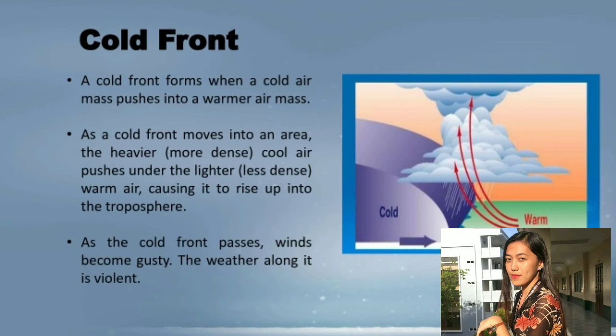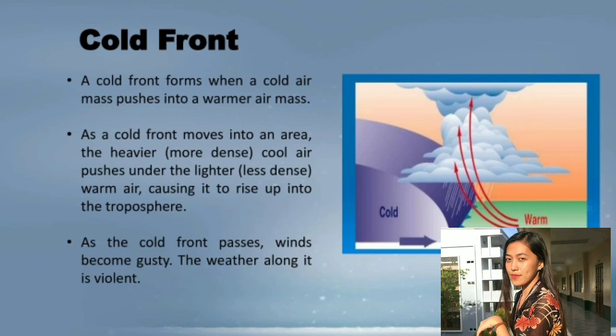As a cold front moves into an area, the heavier cool air pushes under the lighter warm air, causing it to rise up into the troposphere. Lifted warm air ahead of the front produces cumulus or cumulonimbus clouds and thunderstorms.